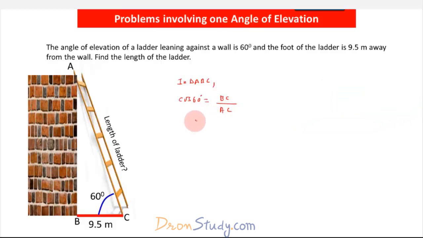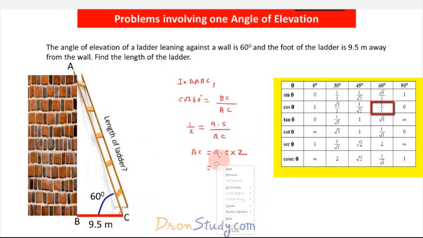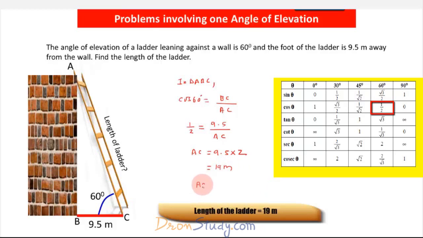So cos of 60 is equal to 1 upon 2. Since cos 60 is 1 upon 2, replace it by 1 upon 2, which is equal to BC upon AC. BC is 9.5 meters, so it is 9.5 upon AC, which we have to calculate. So AC will be equal to 9.5 multiplied by 2, which is 19 meters, and therefore the length of the ladder AC is equal to 19 meters.